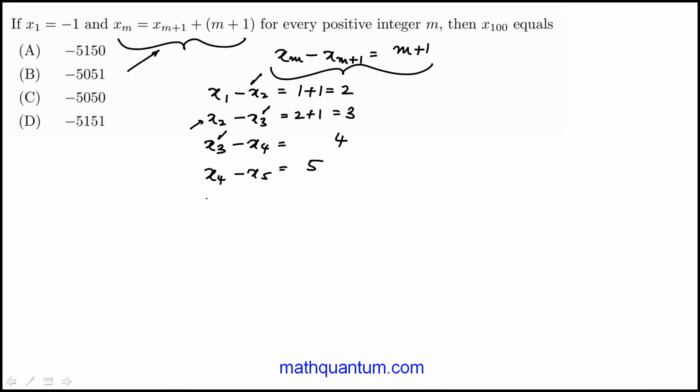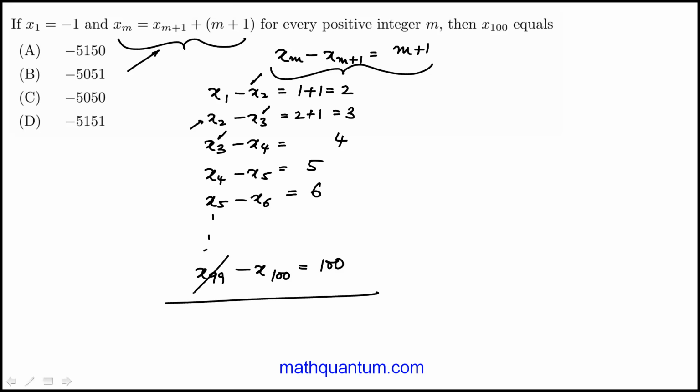So this would be 5, and then x5 minus x6 would be 6. And then if you go to, let's say, x99, m is 99, this would be 100. So you'll see if you add them, these terms would all drop out. And on this side, we'll get x1 minus x100. That's the strategy to get to this, just adding them.